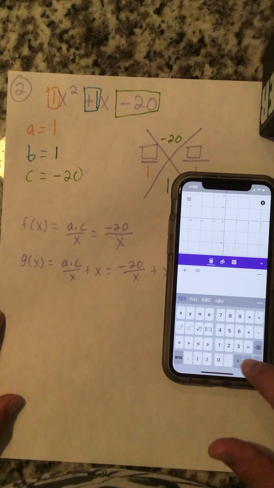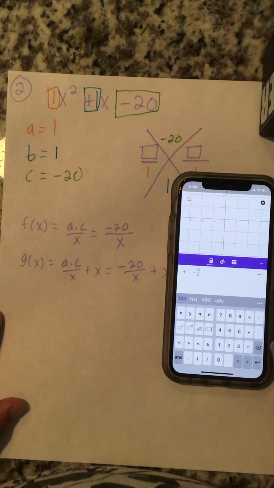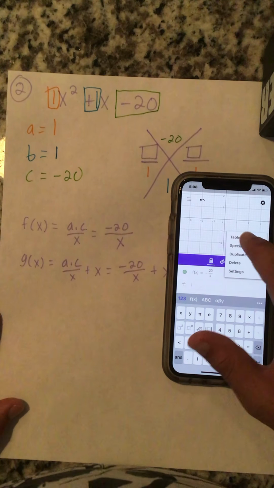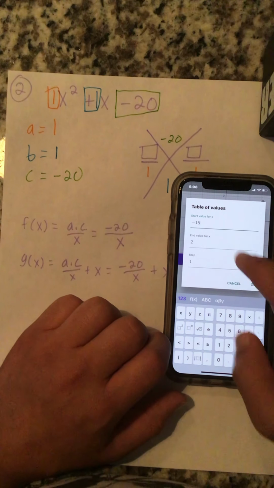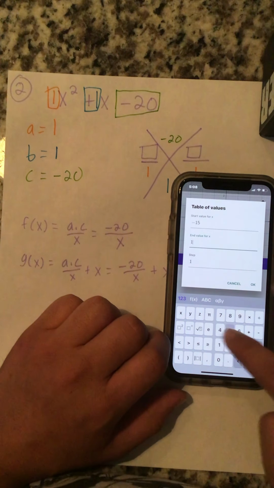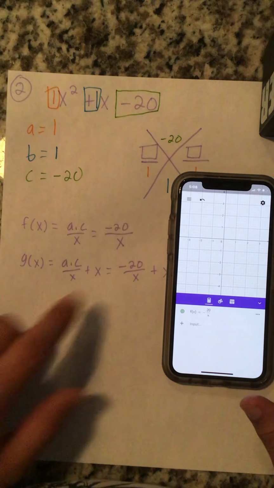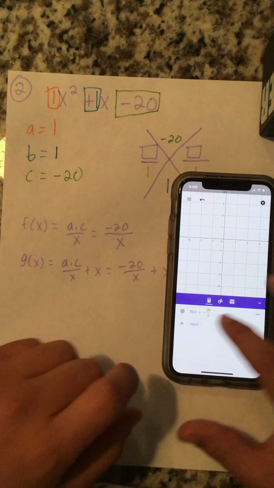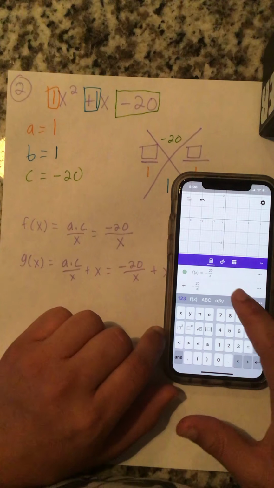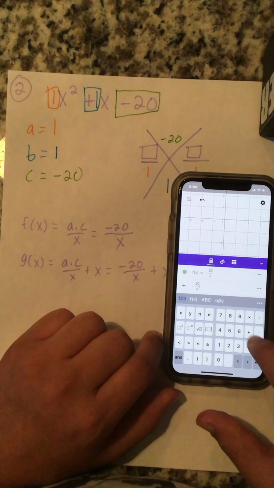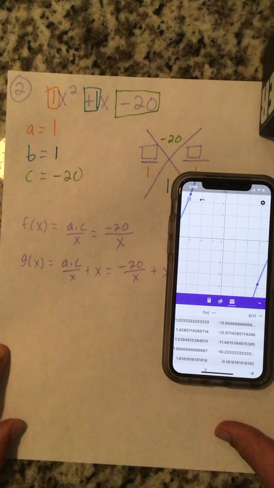Okay, so here, let's type in our first equation. Negative 20 over x. And then remember, hit the 3 dots, table of values. And this one, let's do the same thing, negative 15 to 15. And we get our table. So now we go back to the calculator, type in our second equation, click input, negative 20 over x, slide over 1, plus x, table of values, and there we go.